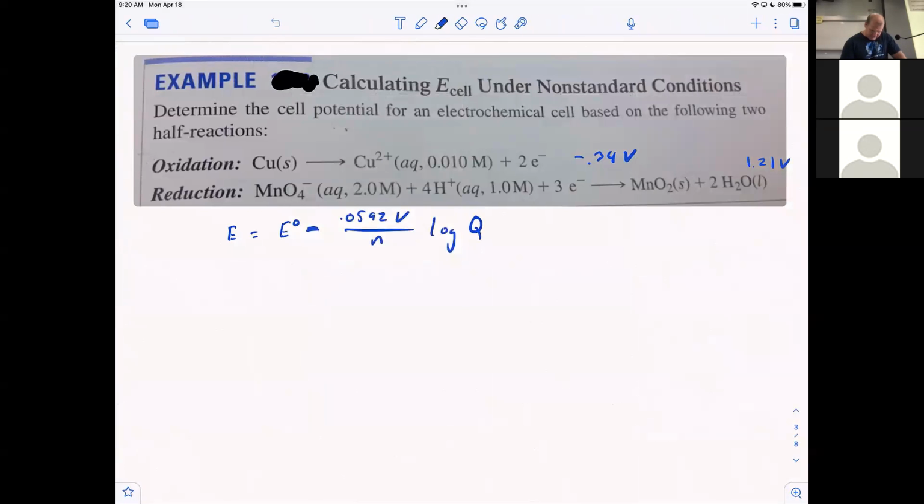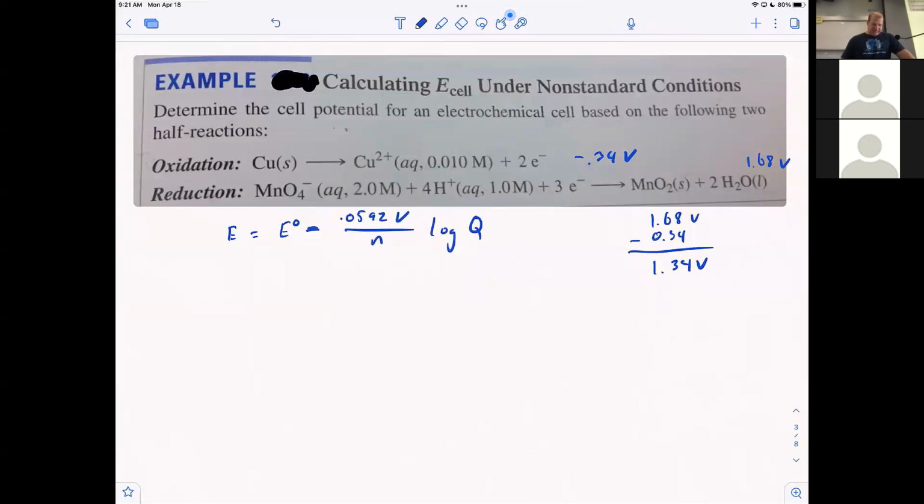So it's 1.68 volts, 1.68 volts, and so 1.68 volts minus 0.34. This is 1.34 volts. That's our E0 cell.